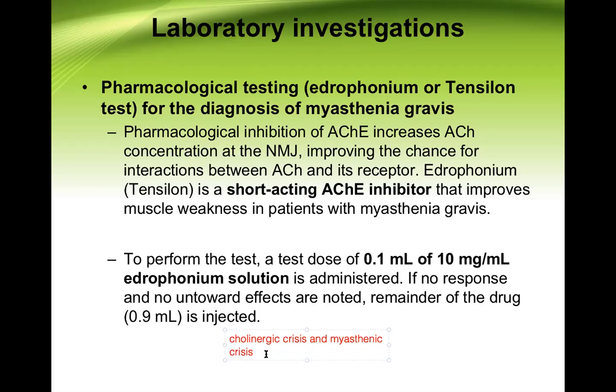Now, how do we separate these two? A very easy test is the hydrophonium or tensilon test. After giving hydrophonium, if the weakness of the muscle improves, meaning the strength has come back, this is a case of myasthenic crisis. Whereas if the weakness of the muscle worsens further, it is a case of cholinergic crisis. I'm sure you have understood this because hydrophonium will cause excessive collection of acetylcholine in the neuromuscular junction, so the weakness of the muscle increases in case of cholinergic crisis.